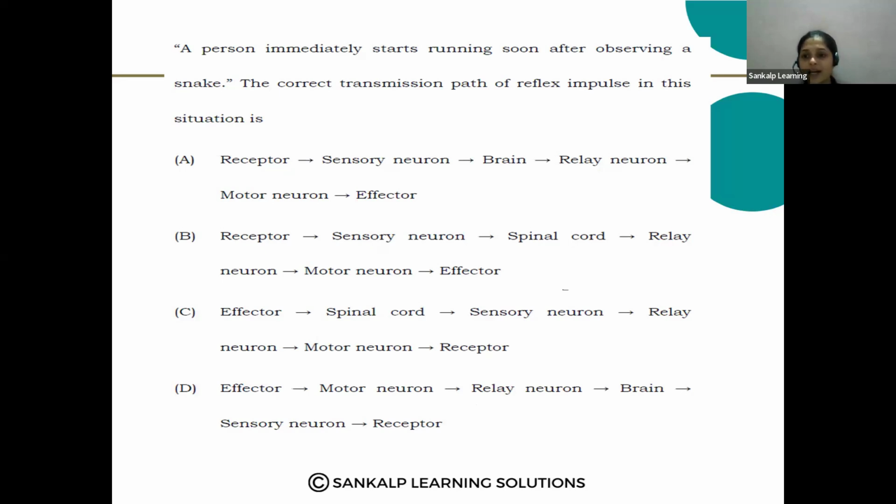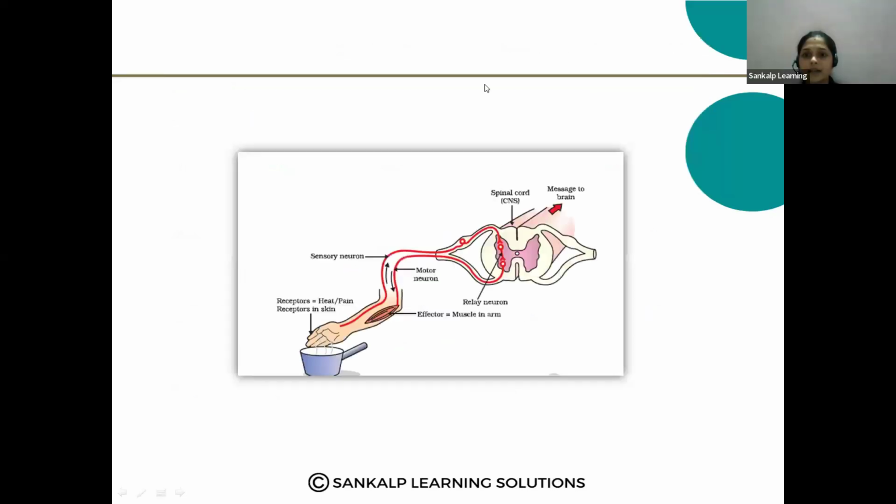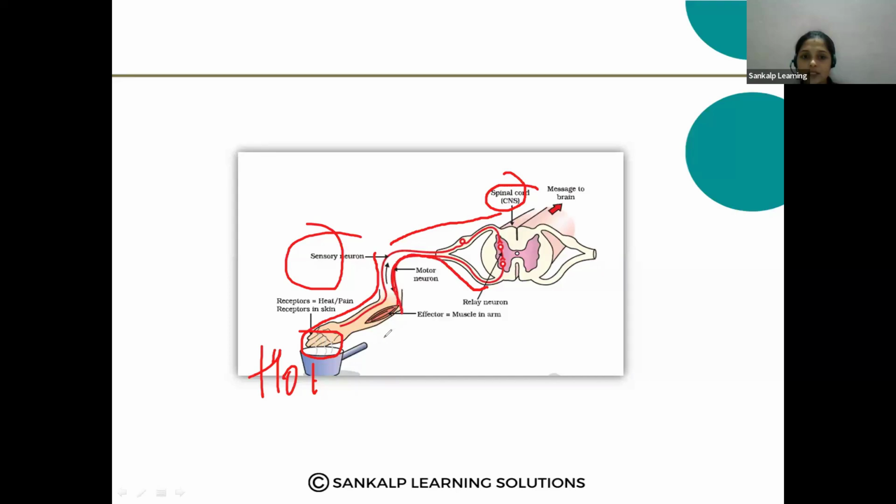So anybody tell me the correct answer. So I will show one picture. See here, there are receptors, right? There is a hot vessel. So receptors are carried by these sensory neurons, and second, it reaches the spinal cord. In the spinal cord there are relay neurons, and from the relay neurons it is carried to the motor neurons and the effector. Okay, so in this way this message is carried.